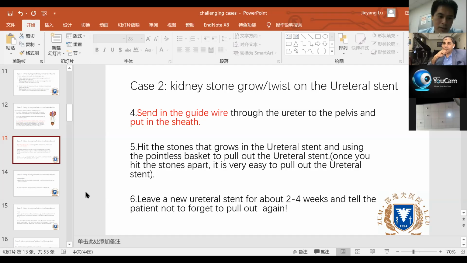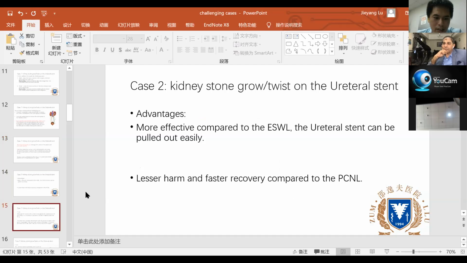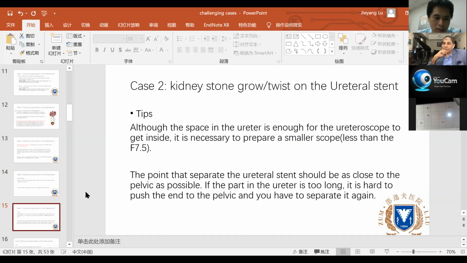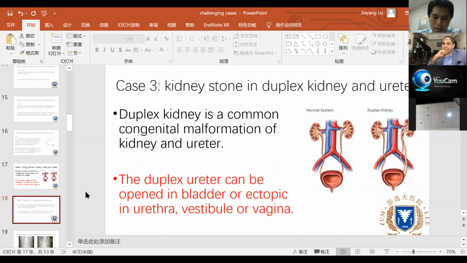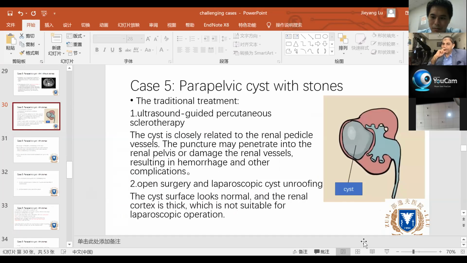Once we make the window in the cyst and put the DJ tube inside, the cyst fluid will follow the stent and pour out through the stent. And you might think the window of this cyst is too small, but in our cases, it's enough for the fluid to come out.